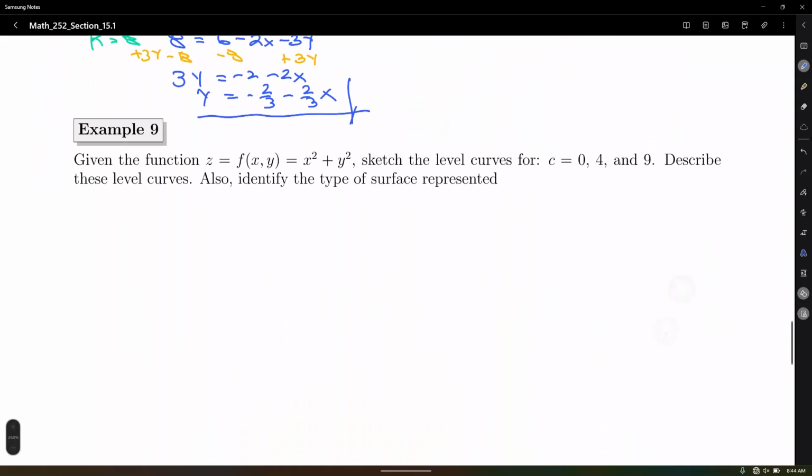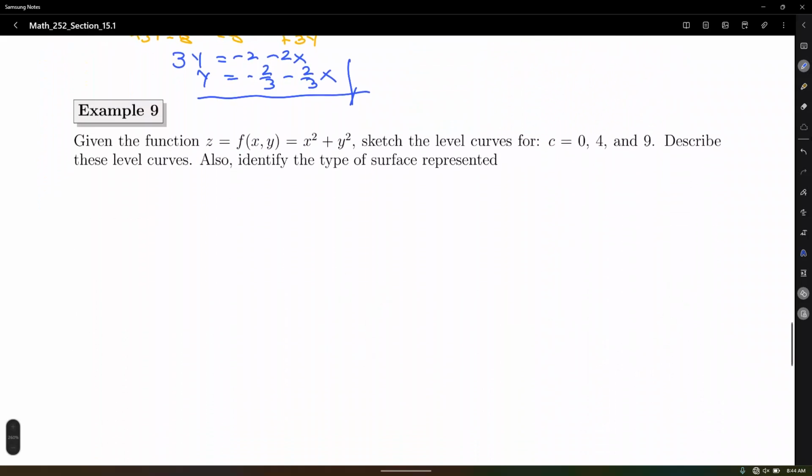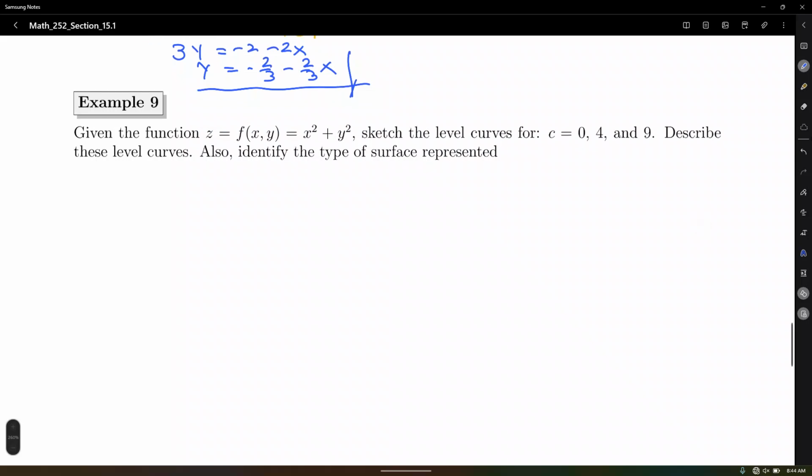Now let's, given the function f of x, y equals x squared plus y squared, sketch the level curves for c equals 0, c equals 4, and c equals 9. All right, so z equals x squared plus y squared. Any idea by just looking at the equation what kind of surface this would be? Circle. Okay, let me give you a hint. The dependent variable is raised to the first power. Get rid of one of the independent variables at a time. That's going to give you an idea of what it is.